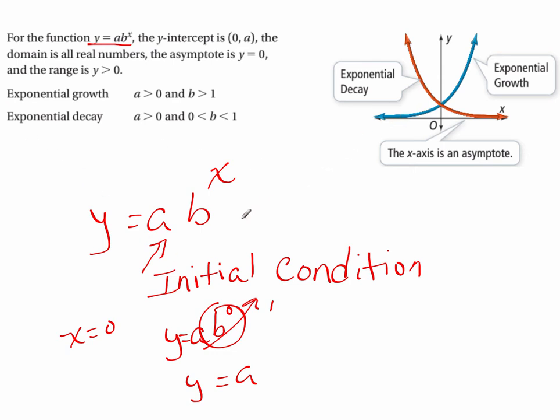Now, if b is greater than 1, then this is going to show exponential growth, where if b is between 0 and 1, we're going to get decay. I want to point out that b must be positive. We never deal with b being negative. It doesn't make any sense mathematically.